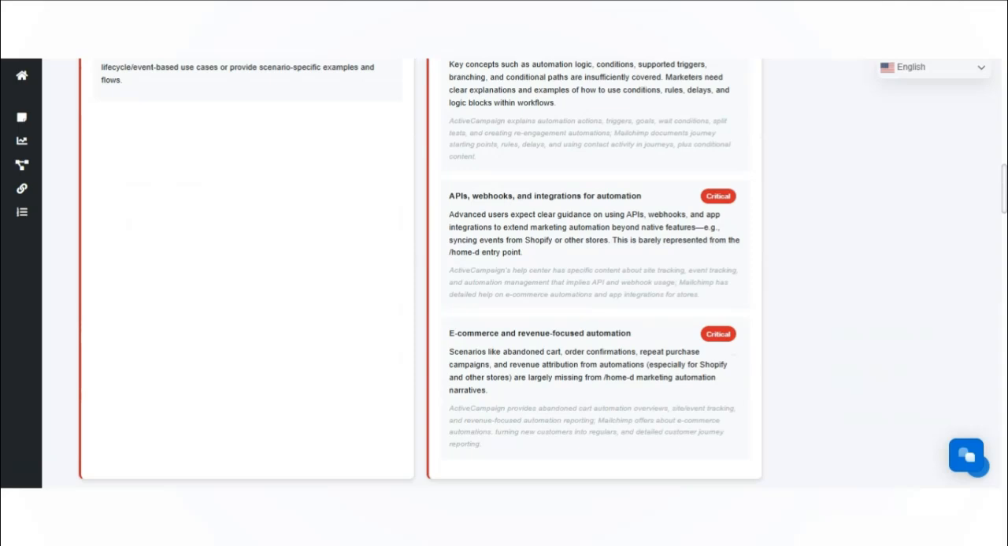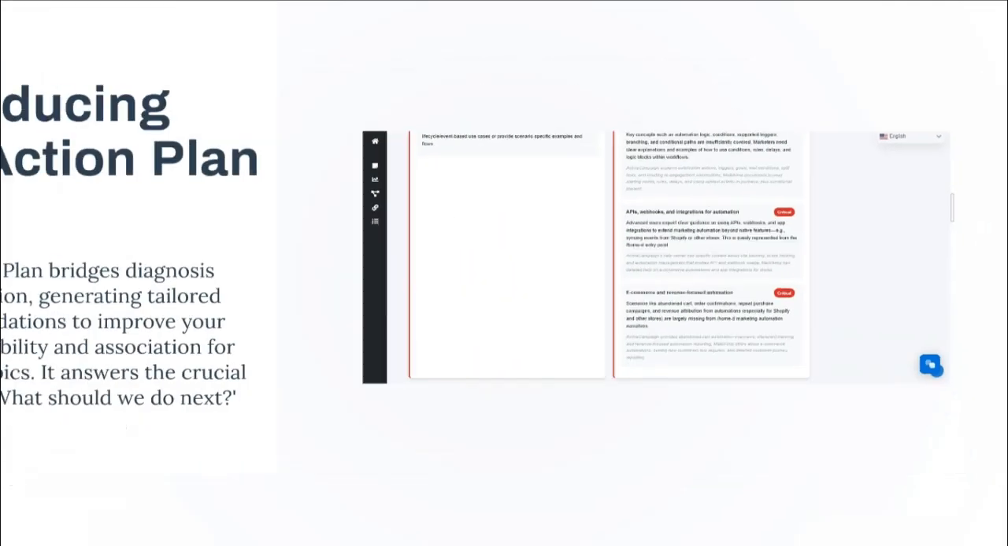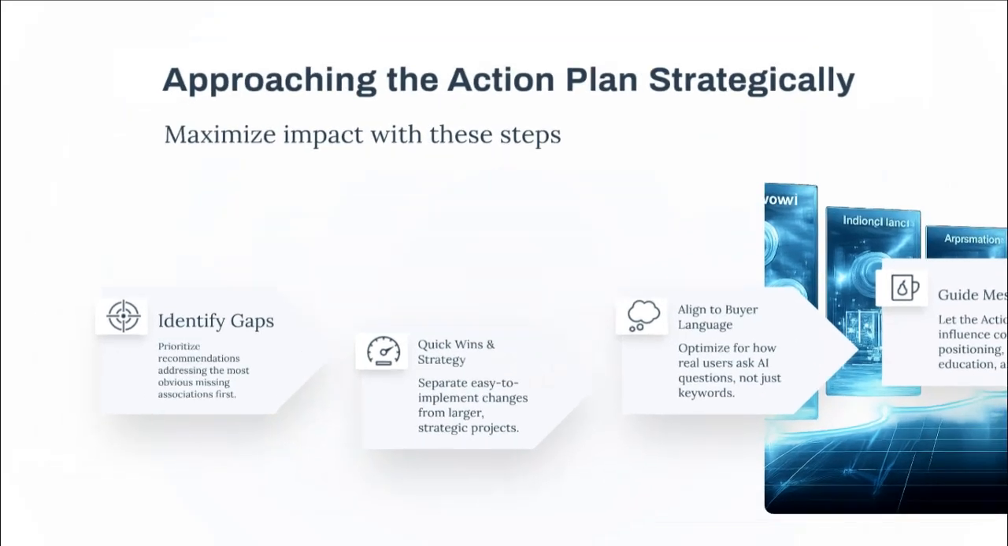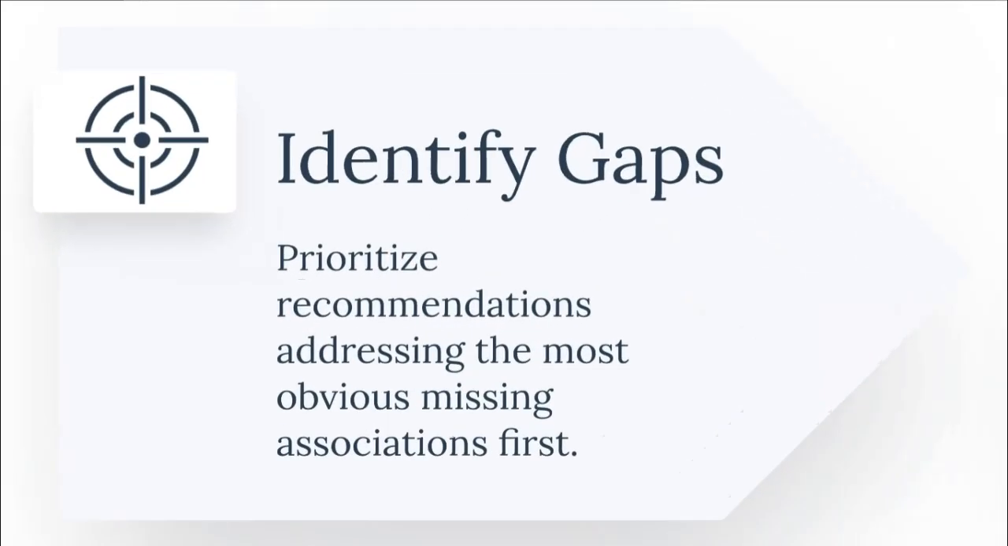Now, you don't need to treat the action plan as a random checklist. You should use it as a prioritization tool. Here's how I recommend approaching it. Step 1, identify the biggest topic gaps. Look for the recommendations that address the most obvious missing associations. If HubSpot is not strongly tied to lead nurturing workflows, and that's a core subtopic, that deserves attention before smaller refinements.